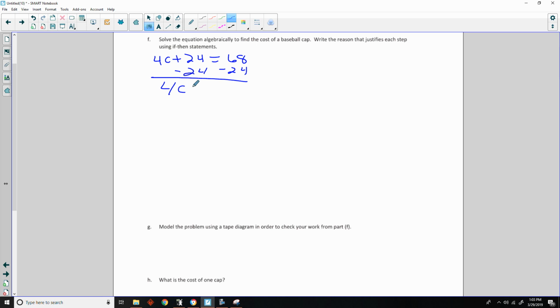That would leave me with 4C plus 0 equals 68. And then 4C plus 0 is 4C. That's the additive identity. And then the multiplication property of equality, I could multiply both sides by a quarter. Multiplying by a quarter is the same as dividing by 4. And that would leave me with 1C equals 60. Not 68. 1C equals 68 divided by 4, which is 17. Okay, so then I would say, well, 1C is C because that is the multiplicative identity. So a cap is $17.